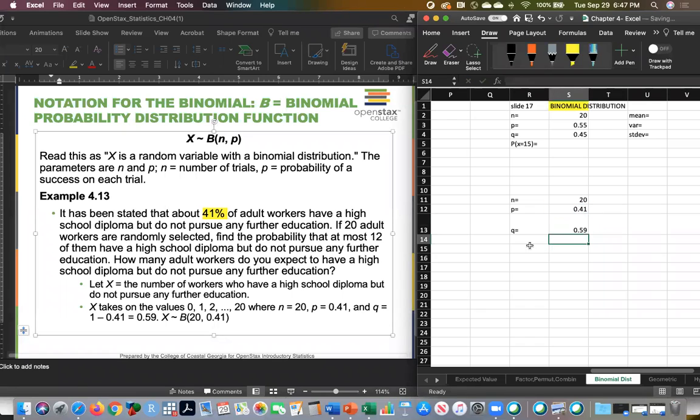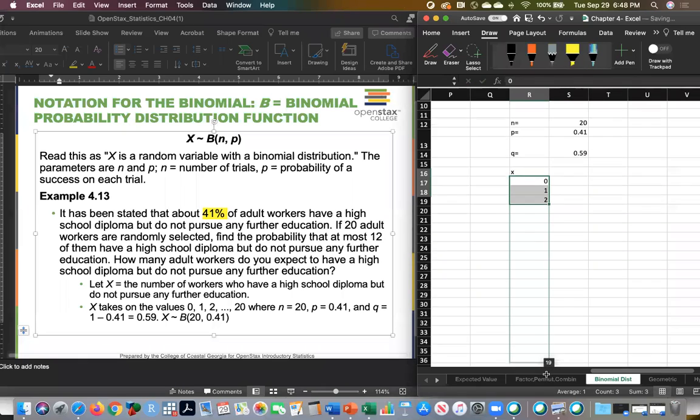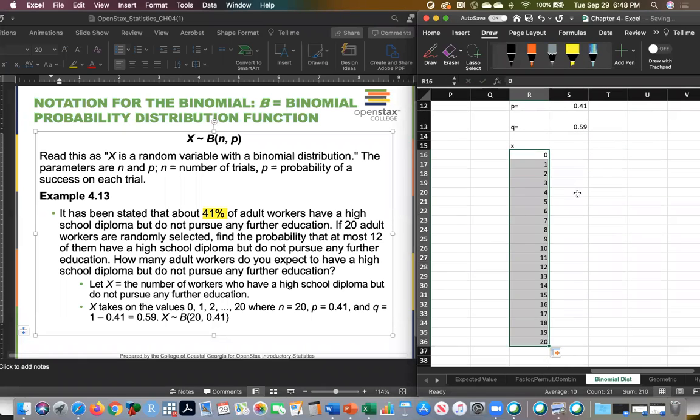And we also need the random variable, right? In this case, the random variable is going to adopt values from 0 to 20, because that's the sample size. So I'm going to build this for 20 people. So here I'm going to find the binomial probability attached to these values, right?